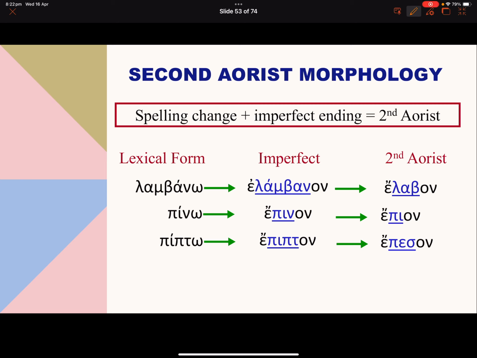What about pipto? Pipto, meaning I fall. Pipto, when it goes into the imperfect, becomes pipton. I was falling. But in the aorist, it actually has a different stem, quite a different stem. The different stem is pes. So it becomes epeson. So pipto changes to pes.